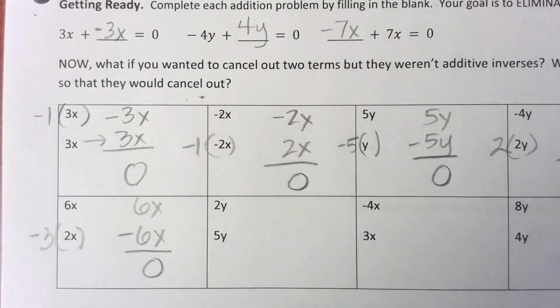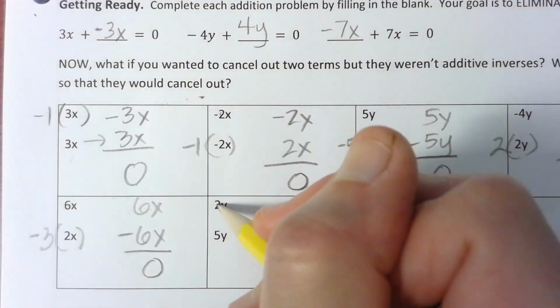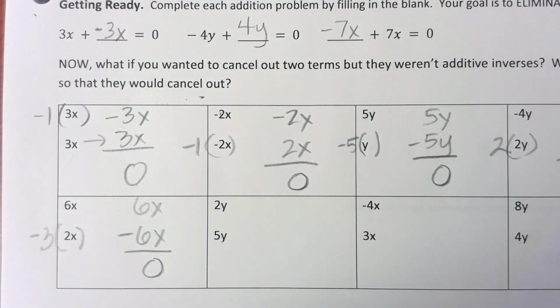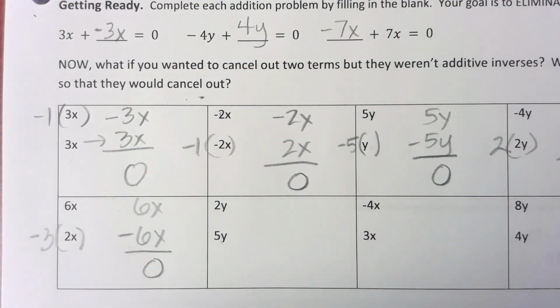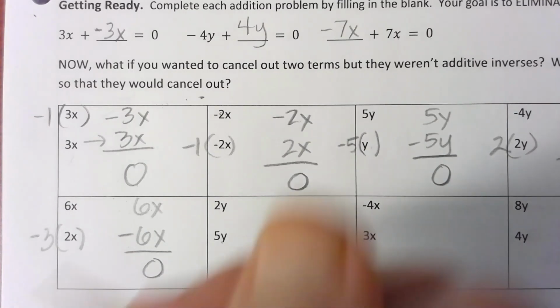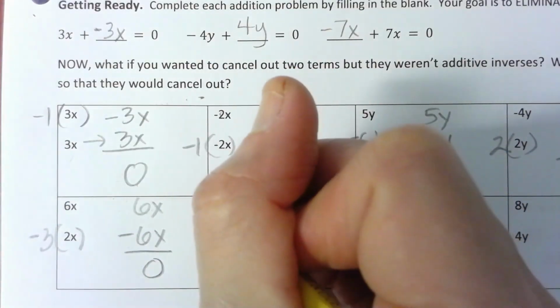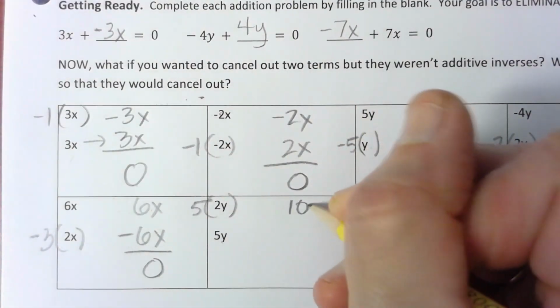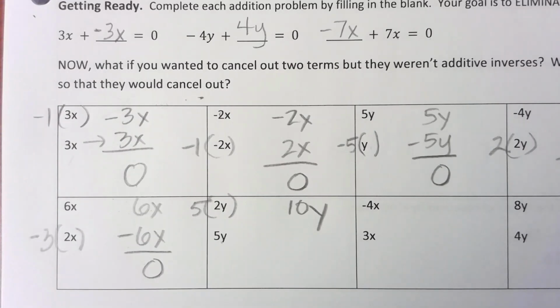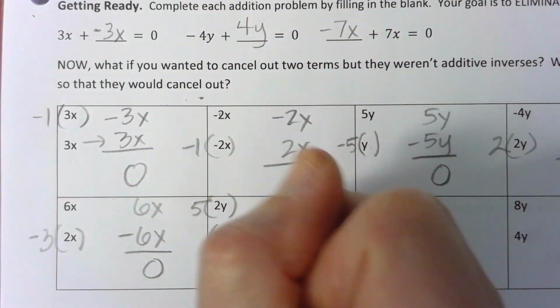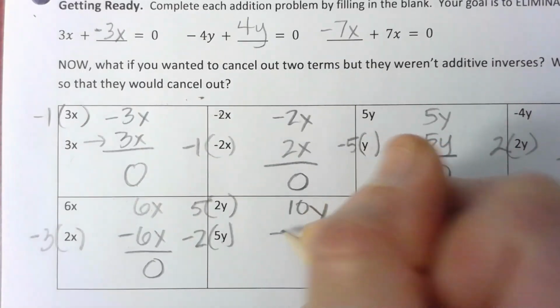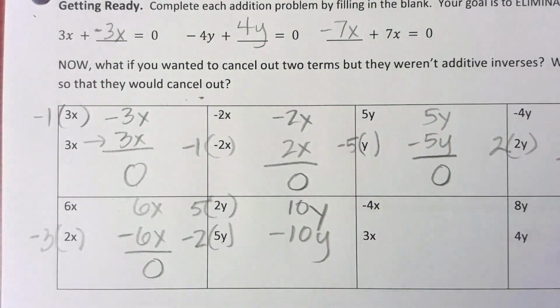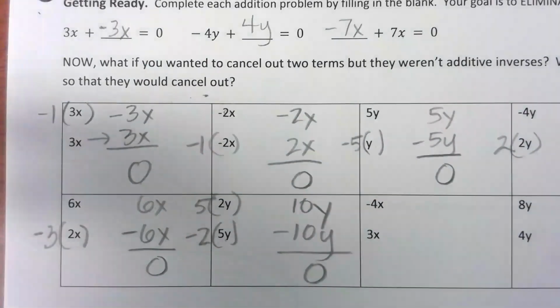Now, this next one is a little bit difficult because what do I have to multiply these by so that they're going to cancel each other out? I don't necessarily want to get into decimals and fractions here. So in order to make these two cancel out, one thing that I could do, if I multiplied this one by 5, this would be 10y, sorry. Then I would have to multiply this one by negative 2 to get negative 10y, and those would cancel out.